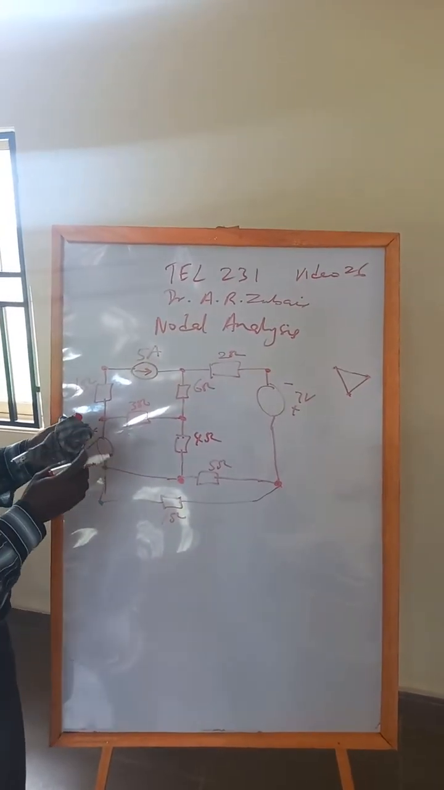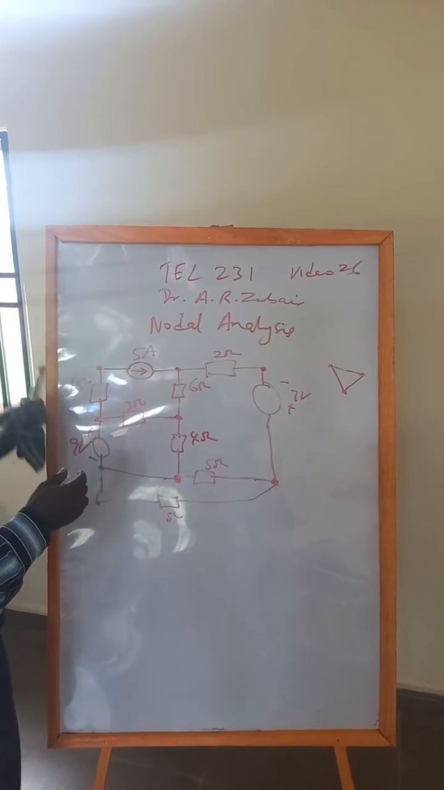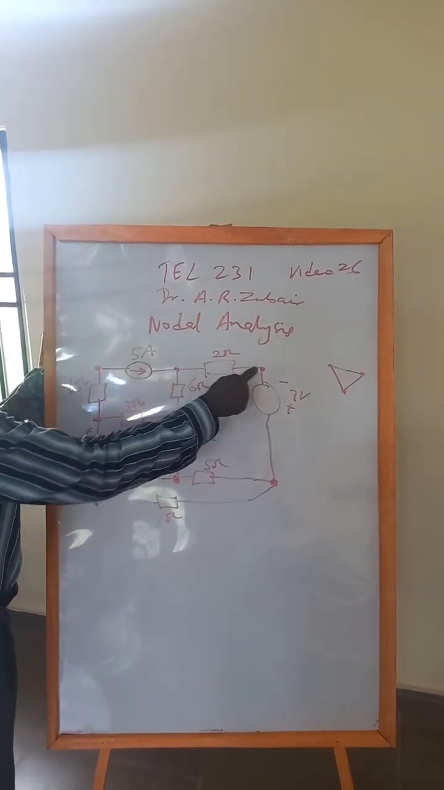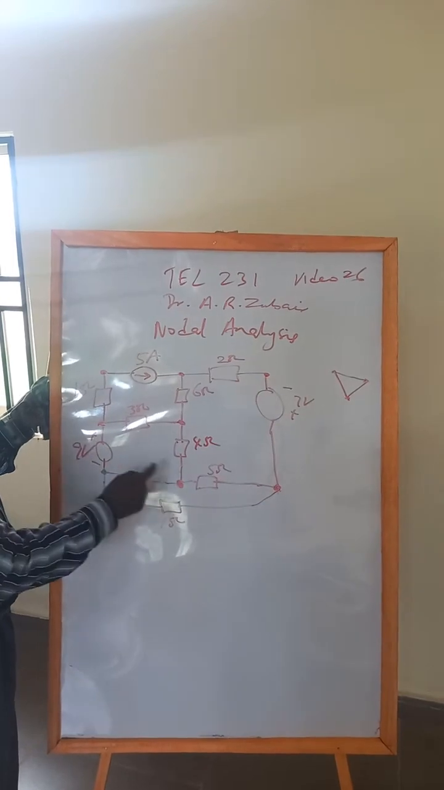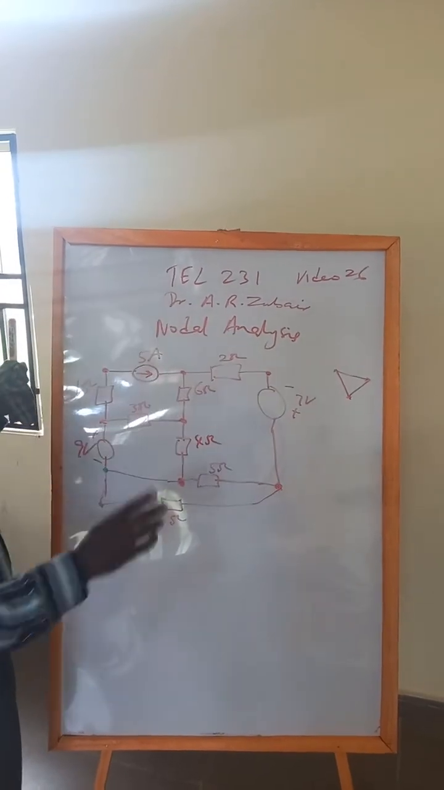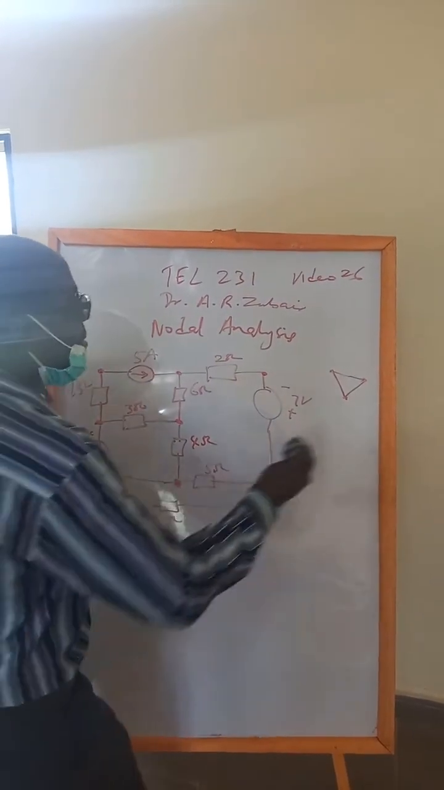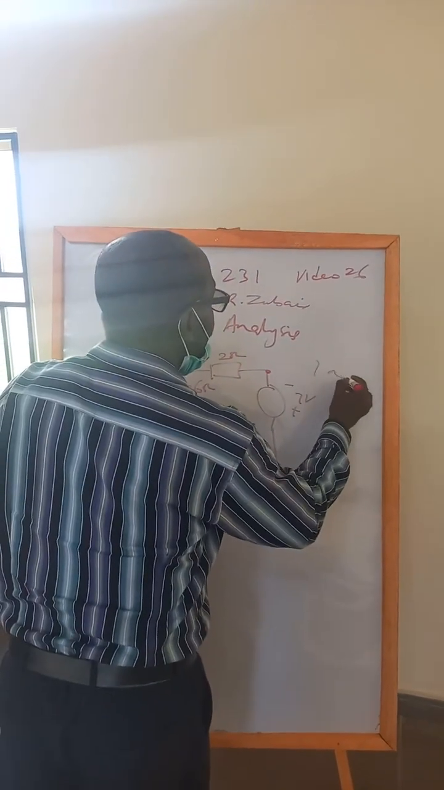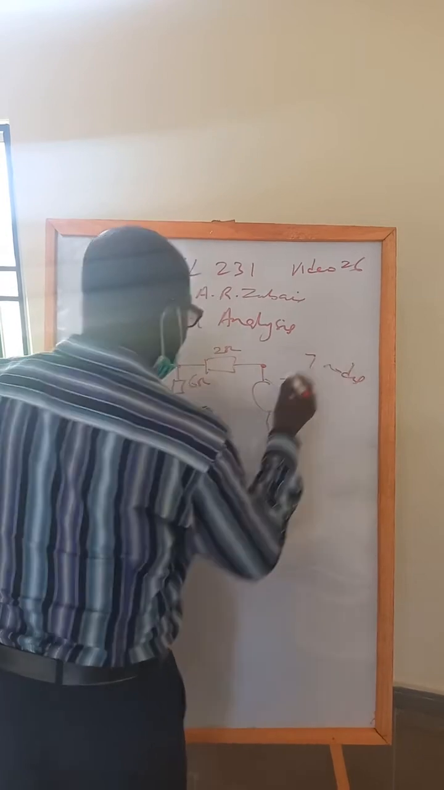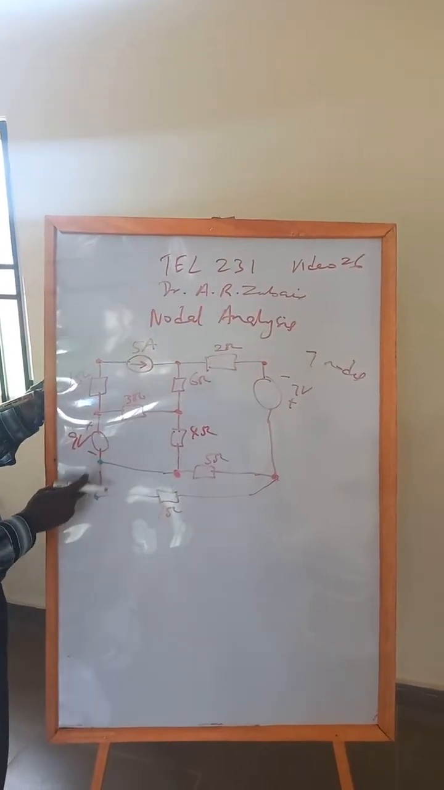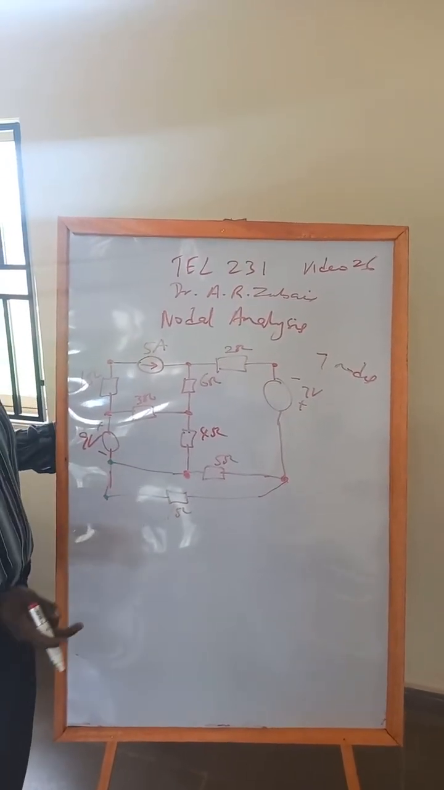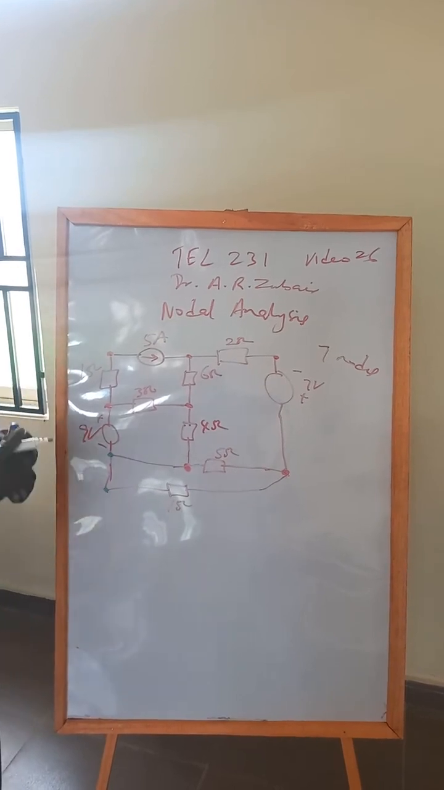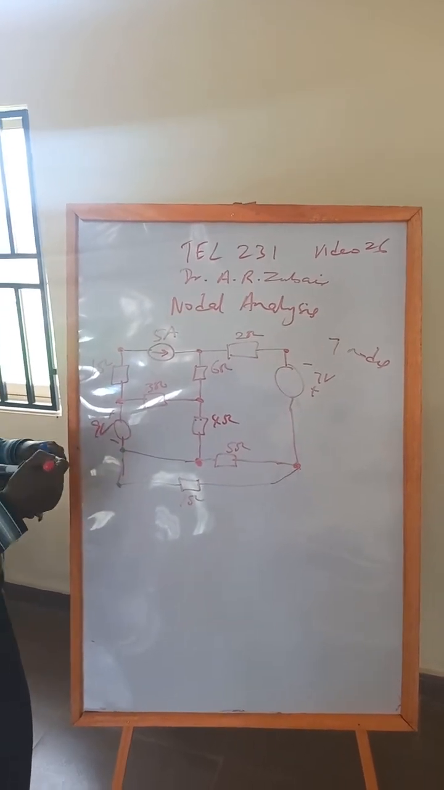So after identifying this, how many nodes do we have? 1, 2, 3, 4, 5, 6, 7. We have only 7 nodes. So in this circuit, we have how many nodes? We have 7 nodes. If someone counts all this, they can say we have 10. But we don't have 10, we have 7. So those are our 7 nodes.